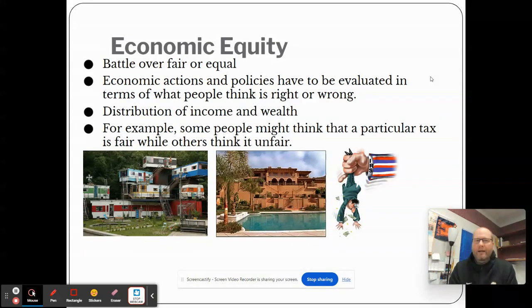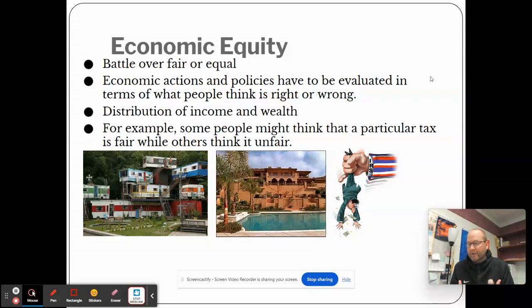Then the third one, economic equity. Battle over fair or equal. Fair or equal. So there's a difference between those two terms. Is an economy going to make it fair for everybody, where everybody has an equal opportunity, and those individuals then have to decide what they want to do with that opportunity?